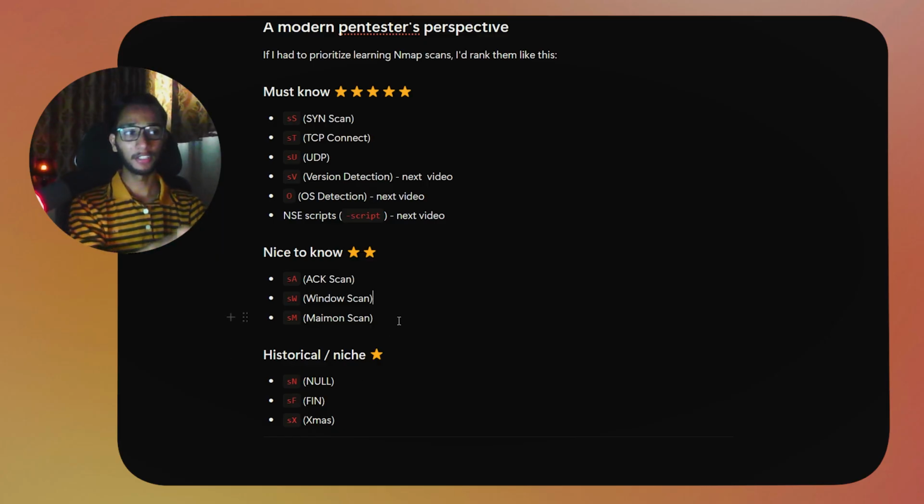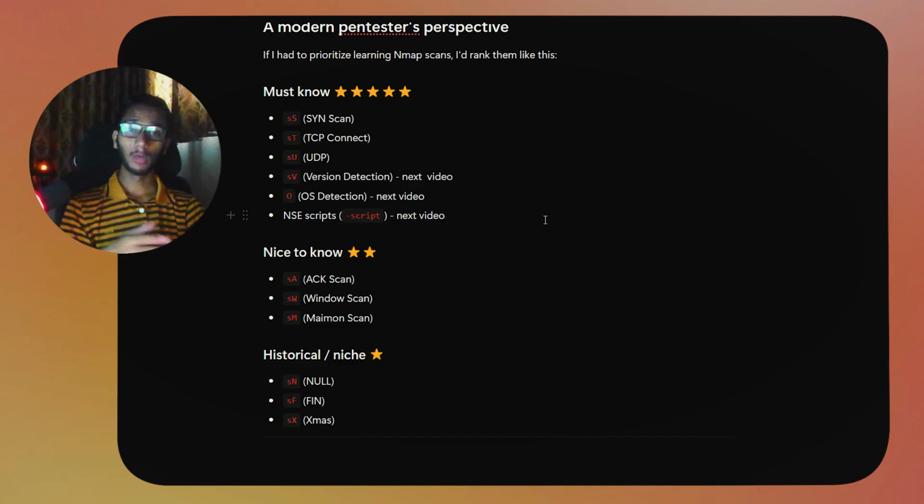Another category is the nice to know, so you understand better how this works. We don't really use these. But the important ones that you must know, and that we use on a daily basis when doing port scanning and network mapping, are the SYN scan, TCP connect, UDP scan, version detection, operating system detection, and the NSE scripts, right?